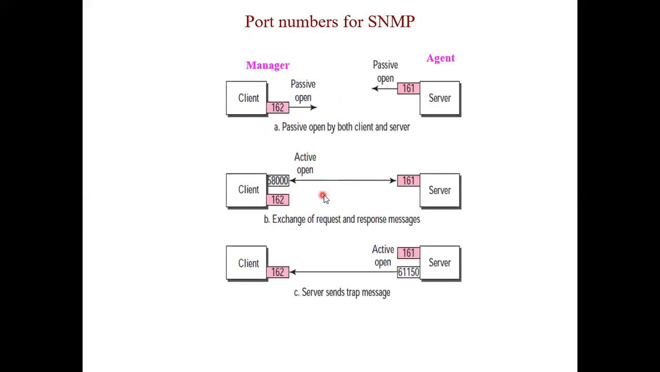Once there is a need for data exchange of request and response messages, then they are in the active open. In active open there are two cases: either the manager is sending the data or the agent is sending the data. So this is the listening mode, where they are waiting for somebody to initiate a communication, and this is when the data exchange is taking place. Here you can see it is bidirectional. Here you can see it is unidirectional. And this is passive open for both the manager and the agent. Now let us understand A, B, C separately.